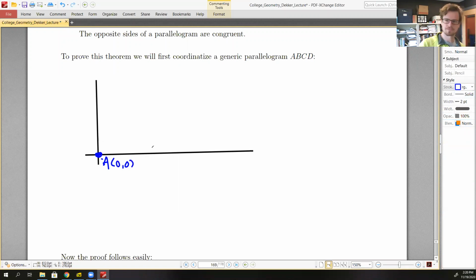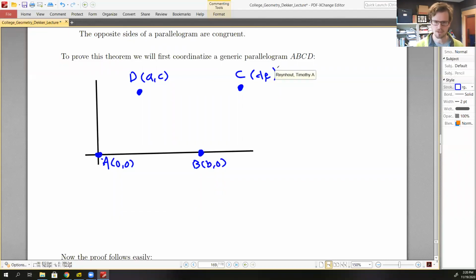So (0, 0). And then let's see here, we can go out some ways on the x-axis and call this B, which would be at (b, 0). So that's the same thing that we did for our triangles. But now the difference here is that I'm going to pick some point up here. I'm going to have 2 points up here. We'll call this one C and we'll call this one D. And we're just going to give these some generic points initially. Call it (a, c) over here and (d, e) over here.